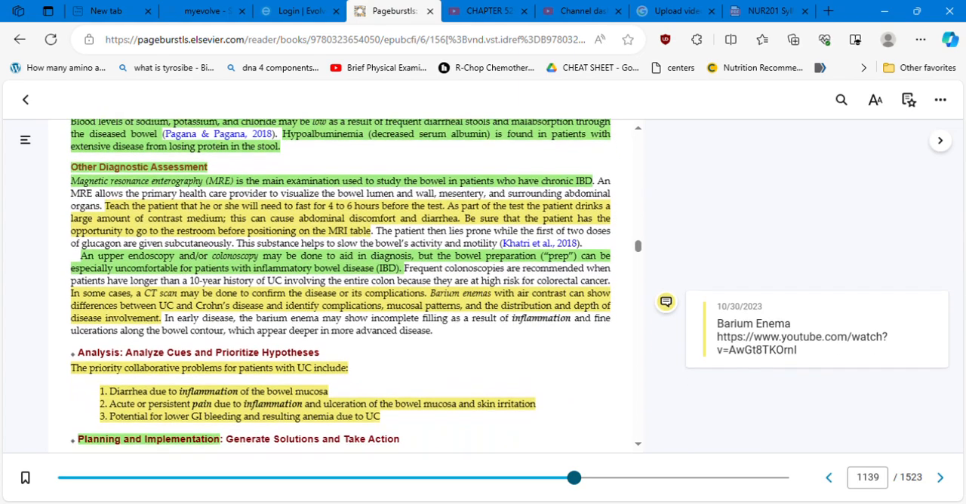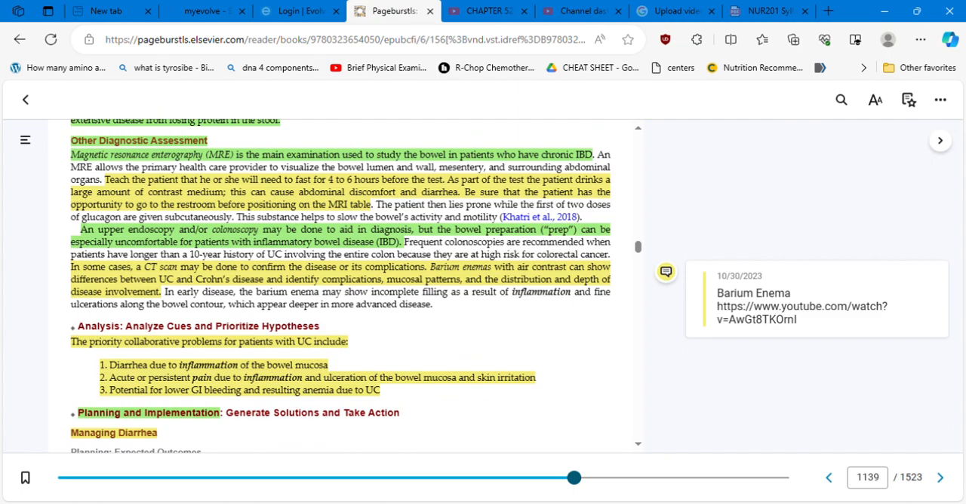Other diagnostic assessment: magnetic resonance enterography is the main examination used to study the bowel in patients who have chronic IBD. Teach the patient that he or she will need to fast for 4 to 6 hours before the test. As part of the test, the patient drinks a large amount of contrast medium. This can cause abdominal discomfort and diarrhea, and all these factors need to be explained to the patient before the procedure.